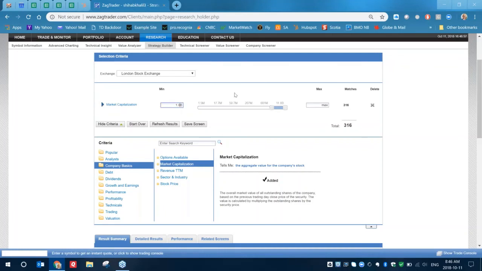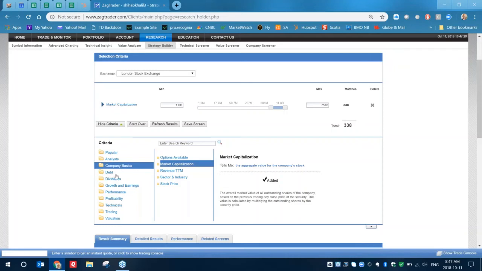I'm going to make it 1 billion exactly. So matches here says 338. That's telling me that in the UK market, in the London Stock Exchange, there's 338 companies that match this first criteria. So I've gone from the whole market, which is some 3,000 different stocks, and I've already scoped it down to 338 matches with market cap more than 1 billion.